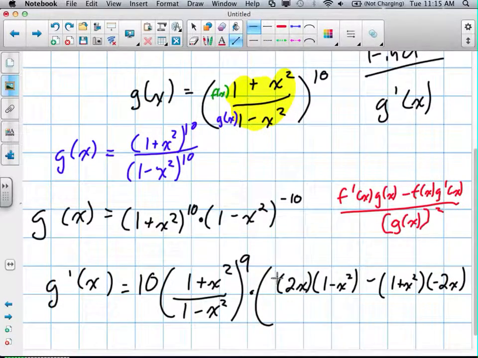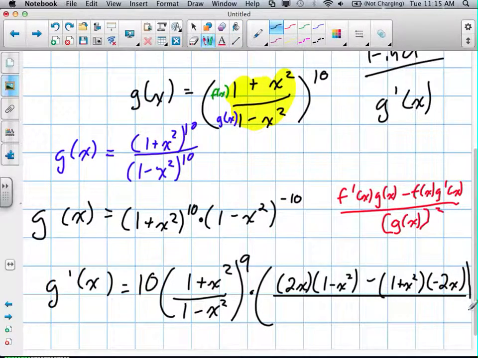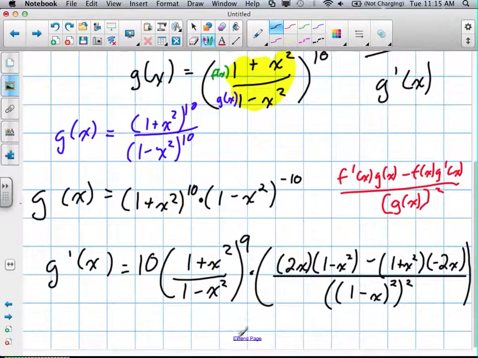Okay. All of this will be divided by what was on the bottom squared. So we have 1 minus x. And this is already squared. We're squaring it again. So essentially it's going to become to the power of 4.